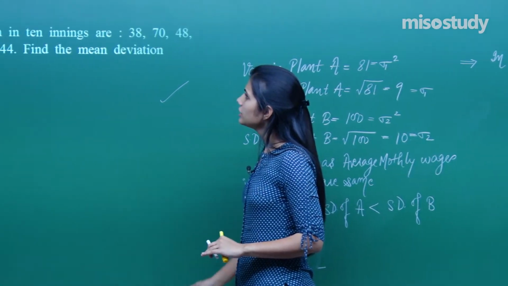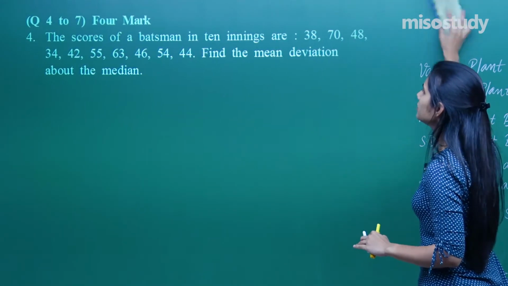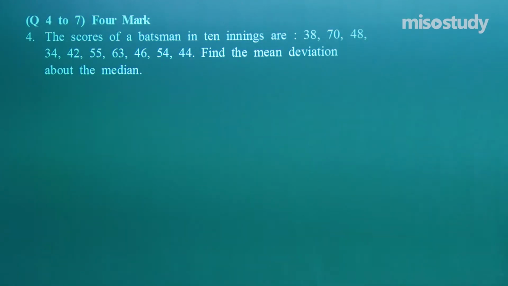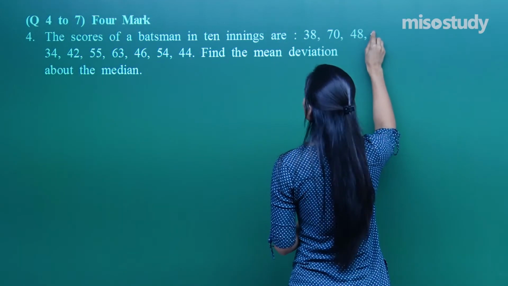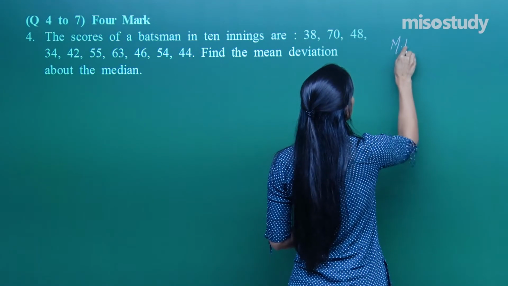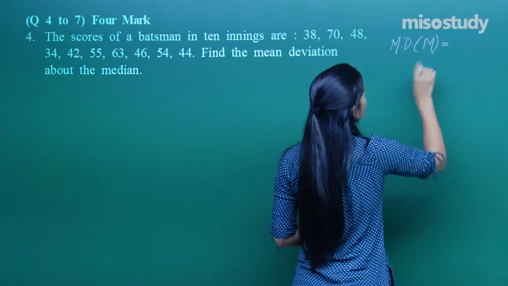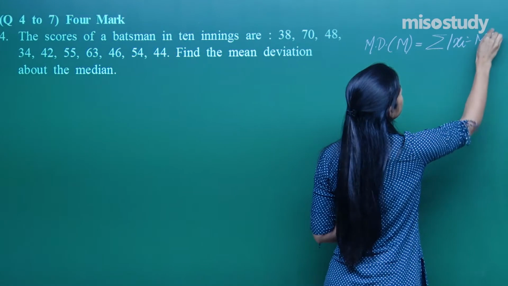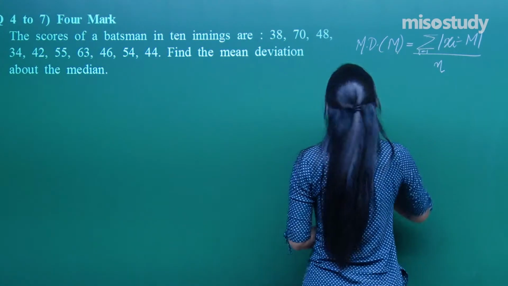Next we have the scores of a batsman in 10 innings are given to you like this. Find the mean deviation about median. So, you should be able to recall the concept regarding finding mean deviation about median. This is my ungrouped data given to me. So, what is the formula to evaluate mean deviation about, not the mean but the median for an ungrouped data? It is summation mod of xi minus the median whole upon total number of observations, i running from 1 to total number of observations.